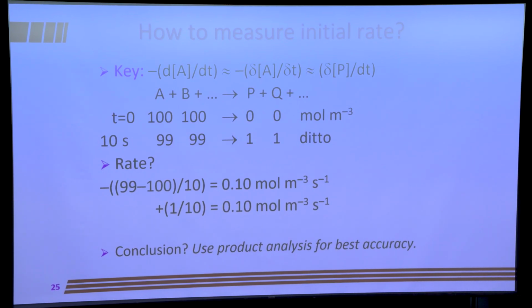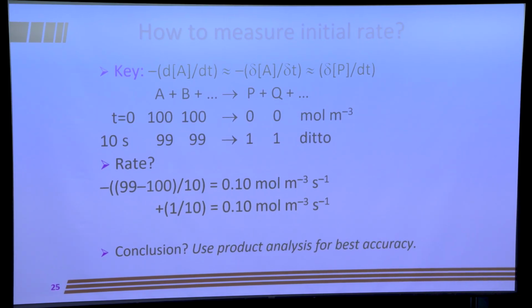Okay, so then I think this is just obvious, but how would you measure the initial rate? So say you have A plus B giving you P and Q, okay? And you start off at time 0, you have 100 A's and 100 B's, and you have no P and Q. You just have 100 of each of the reactants. And then after 10 seconds, you'll have 99 A's, 99 B's, 1 P, and 1 Q, right? So you know 1 reaction's occurred, right? And so on, okay? How do you measure the rate?